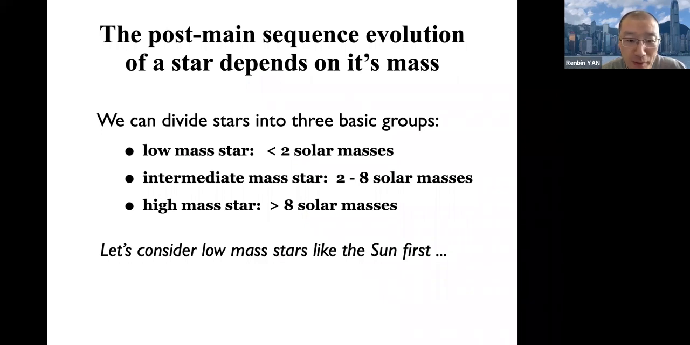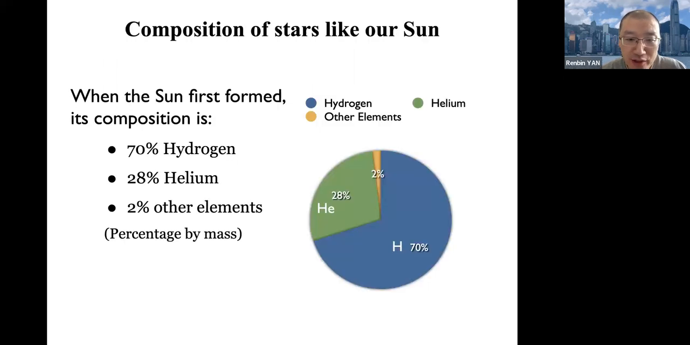So we'll first talk about low mass star evolution, basically stars like our sun. Stars with a mass less than 2 times that of the sun have roughly the same story of evolution as the sun. So we will just use the sun as an example to talk about low mass star evolution. Then we will talk about intermediate and high mass star evolution. They have different evolution paths. So first we will talk about the sun, how stars like our sun evolve.